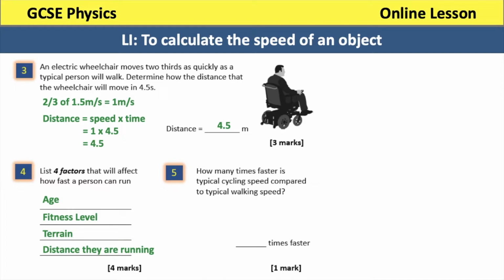And then finally, question 5, how many times faster is typical cycling speed compared to typical walking speed? To do this question, we need to know that typical cycling speed is 6 metres per second, typical walking speed is 1.5, so we would do 6 divided by 1.5, which gives us the correct answer of 4 times faster.